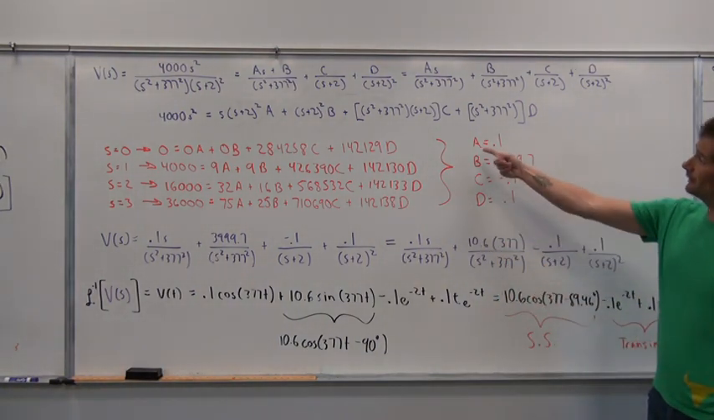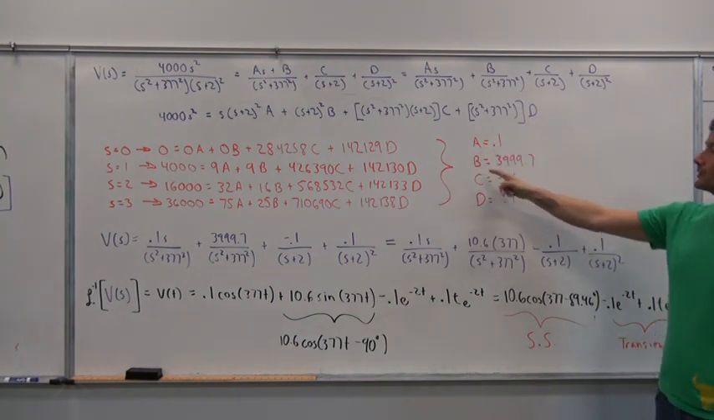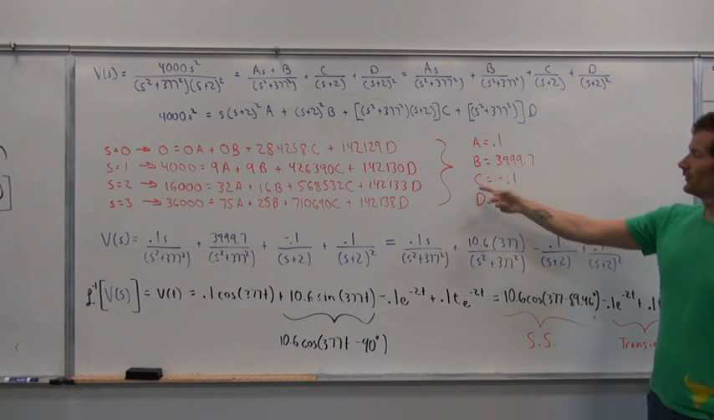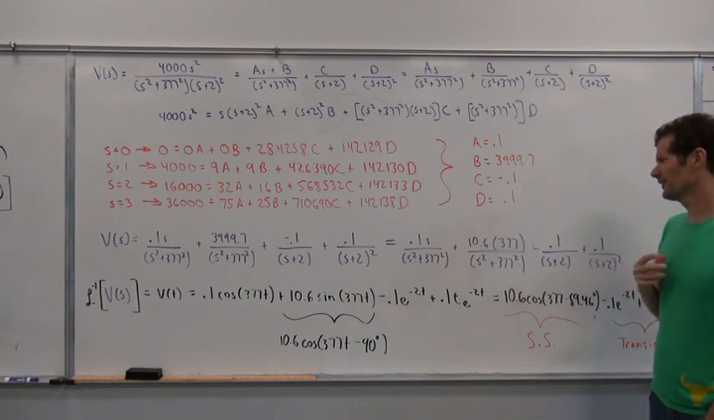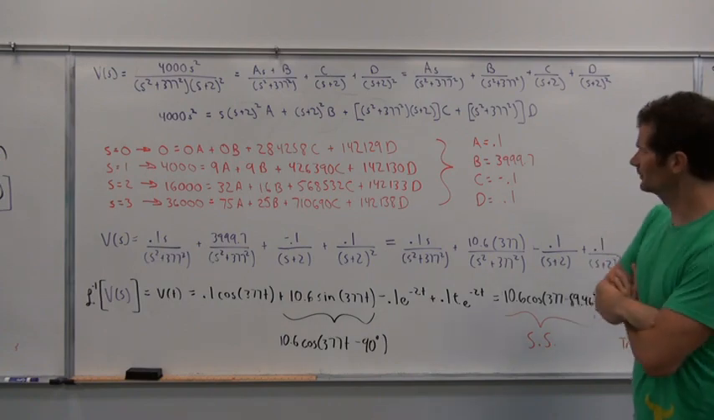Yeah, we did. And we get a is equal to 0.1. Man, that's really low compared to b, which is equal to 39999.7. C is equal to minus 0.1. D is equal to 0.1. Those numbers look really, really odd. Yeah, they look a little bit odd right there. Let's see if we can make them not look so odd.